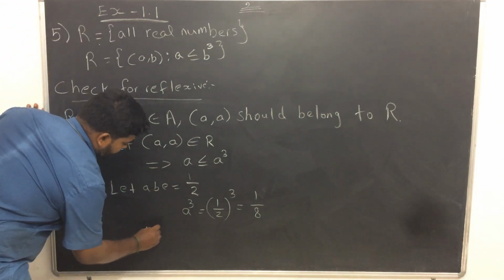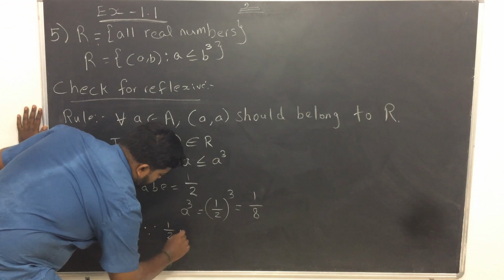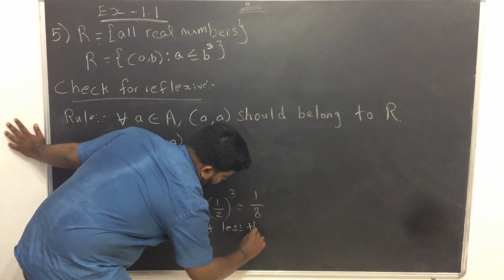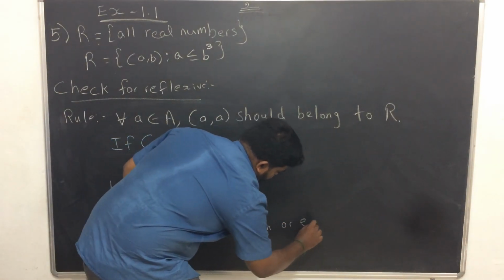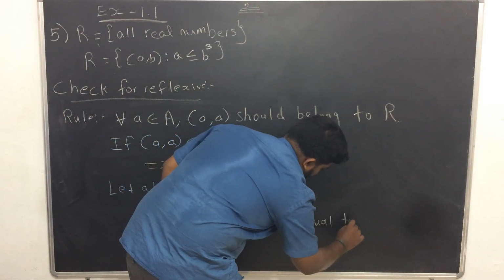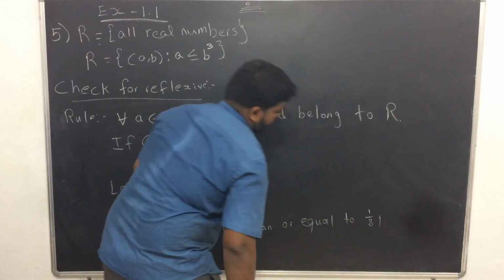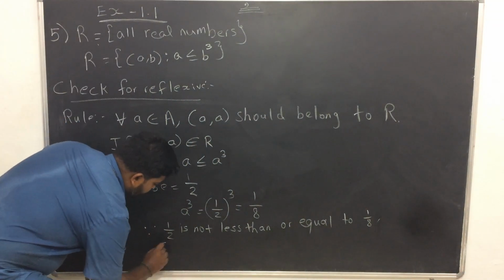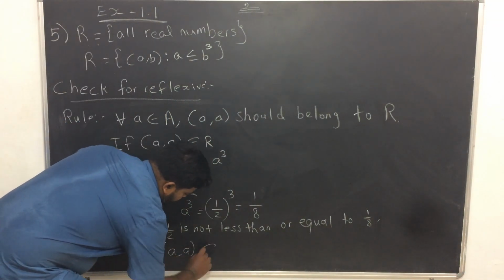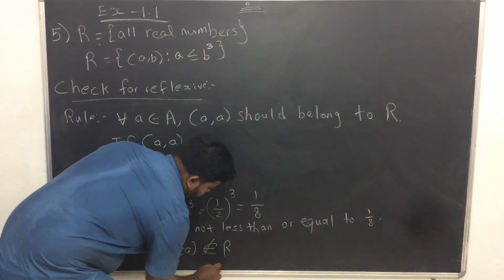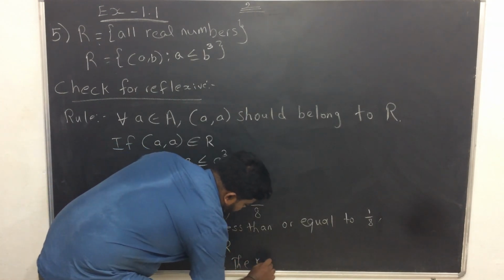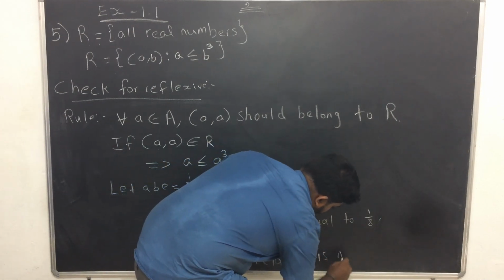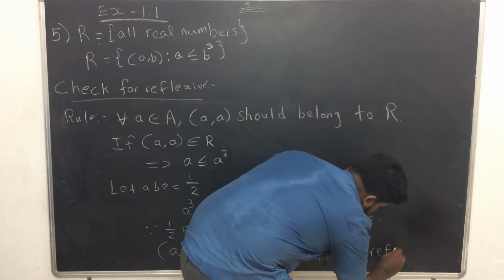Now, since 1 by 2 is not less than or equal to 1 by 8, we can say (a, a) does not belong to R. Therefore, is the relation reflexive or not reflexive? Not reflexive.